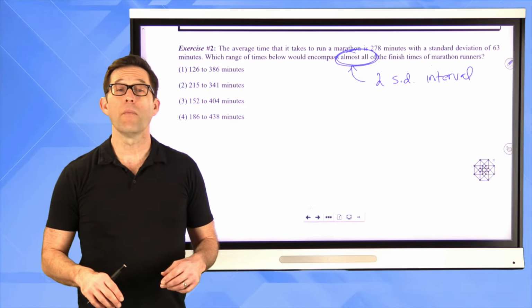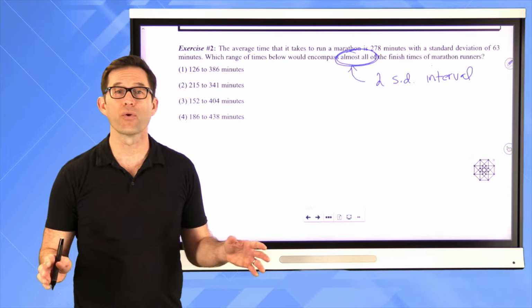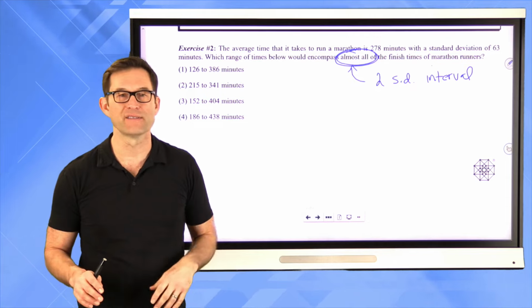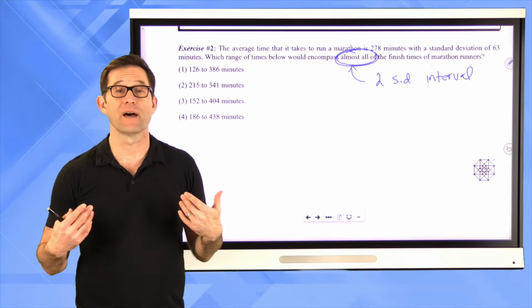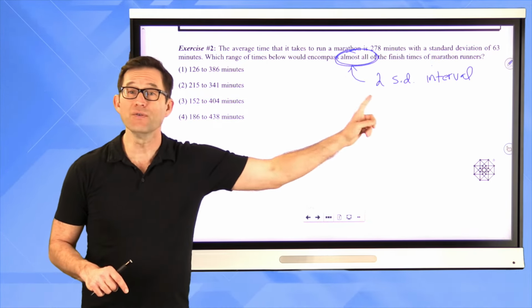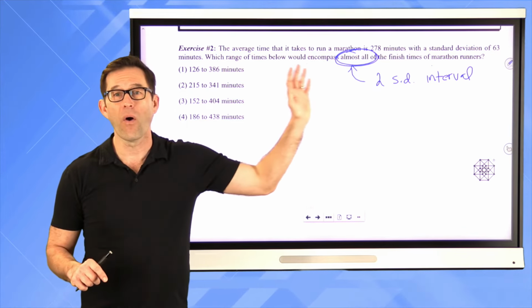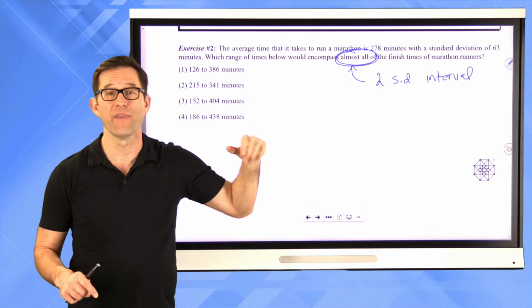Now keep in mind, the one standard deviation interval would only get about 2/3 of all the times, which isn't almost all, right? If I said I'm giving you 2/3 of a pizza, I couldn't claim that you're getting almost all of it, because I'm getting 1/3. You're only getting twice as much as me. But the two standard deviation interval, that's going to be 95% of all the times for this marathon that are going to fall within that. So how do we do that?